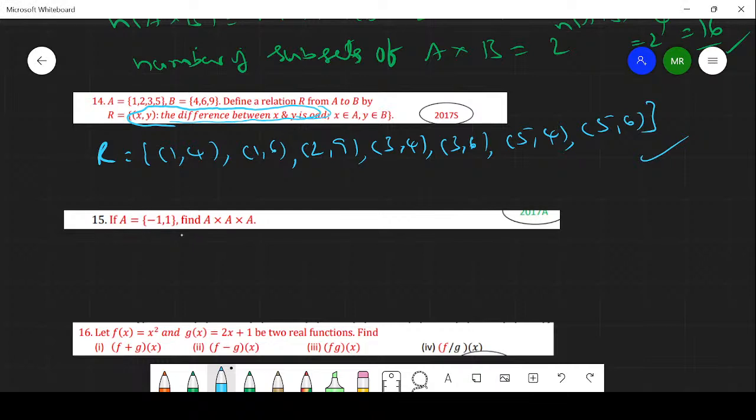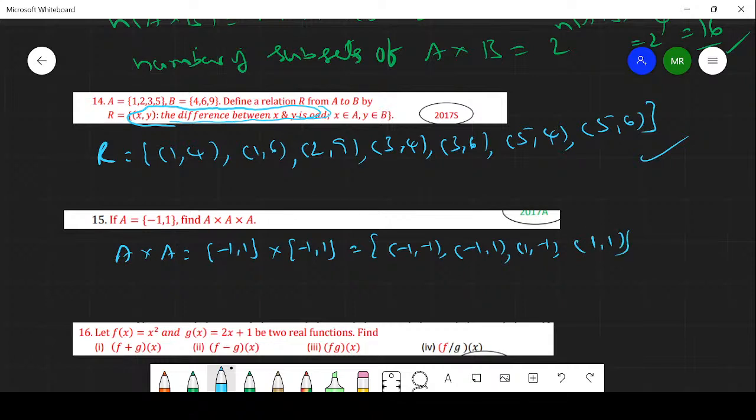So again, A is equal to the set {-1, 1}. Find A cross A. When they are given like this, first you write A cross A, the Cartesian product of this. Because we will get A cross A: (-1, -1) and (-1, 1), and start with (1, -1), and then (1, 1).